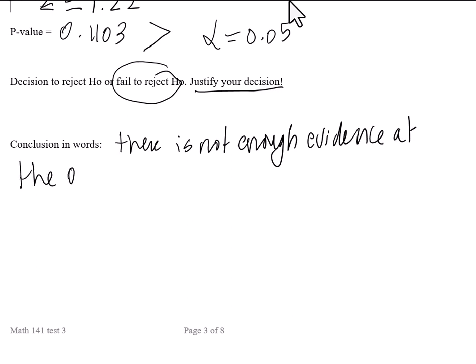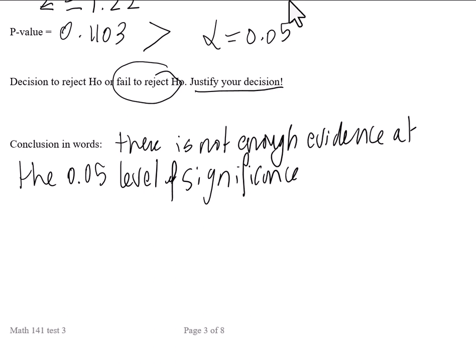At the 0.05 level of significance to support the claim. When you don't reject the null hypothesis, that means you cannot support the second one. If you don't reject something, you kind of accept it. So that means probably it's good. That means the second hypothesis is not good. And that's what we're trying to say here.